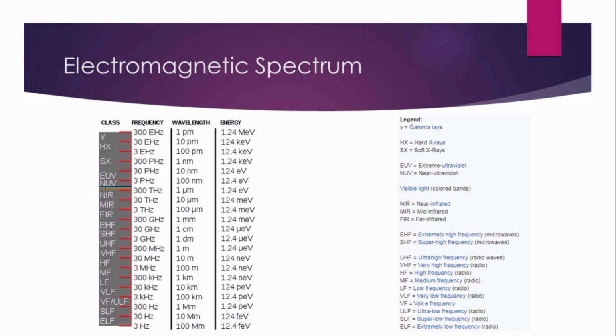Here is a chart for different classes, their wavelengths, frequencies, and energy per photon. It is for your review, and this was the end of episode 1.